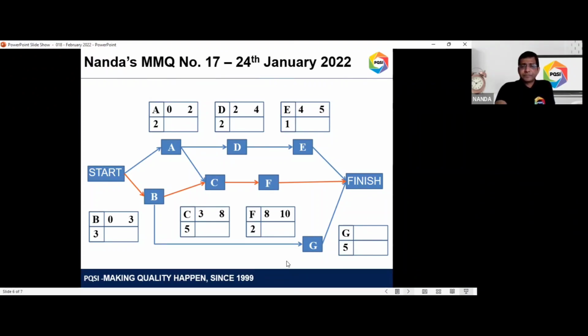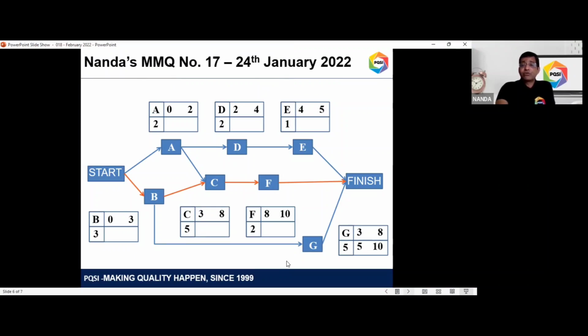And finally, G needs activity B to be completed, which means 3 days. 3 days is the earliest start, and it takes 5 days to complete G. So the earliest finish could be 8 days. So that's the one direction of looking at early start and early finish.